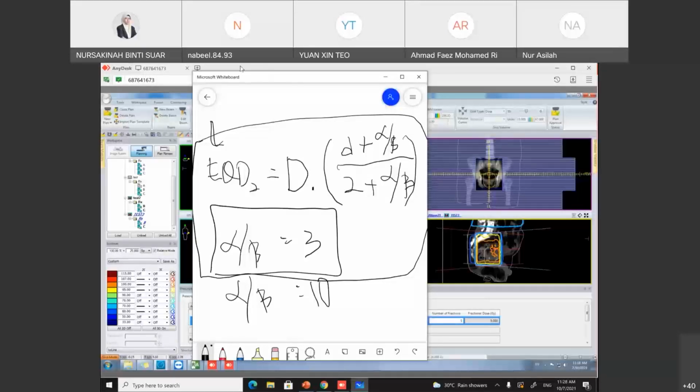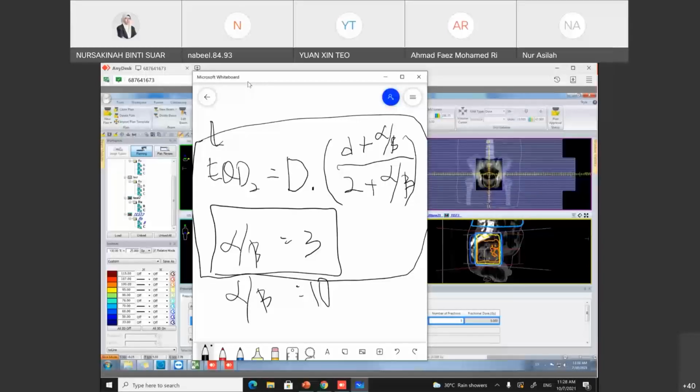And also, what I remember is sometimes the doctor uses the BED, sometimes it's the EQD2. Can you explain the difference between the two and how to apply them? Yeah. Doctors use BED 10. They want to see how much dose the tumor will actually receive, which affects the radiobiology.